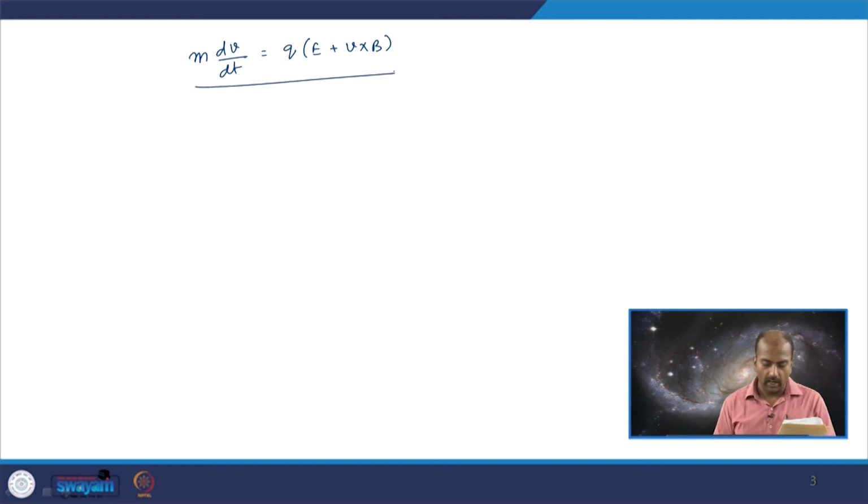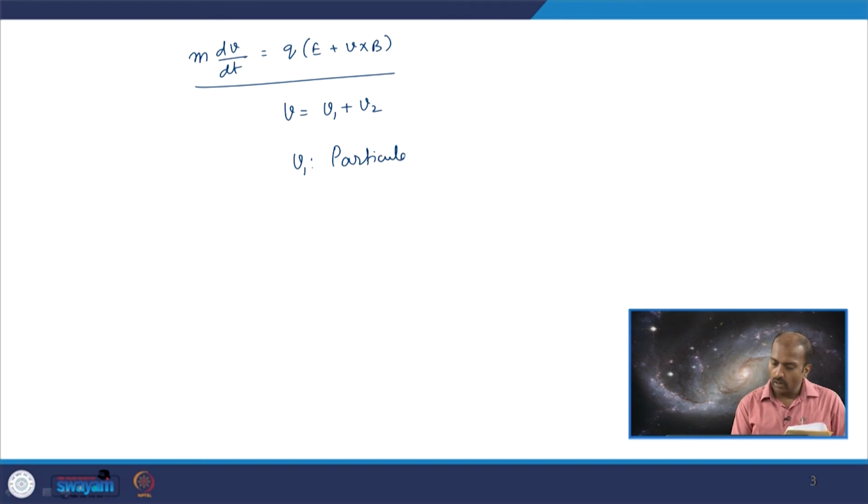Now, to get a more detailed analysis of this, generally when you have a differential equation such as m dv by dt equals q times E plus V cross B, you generally write the solution as V equals V1 plus V2. Here V1 is called the particular solution, and V2 is the complementary solution.